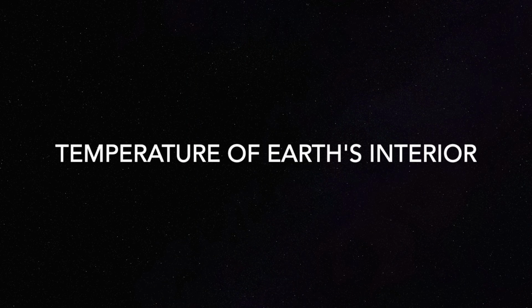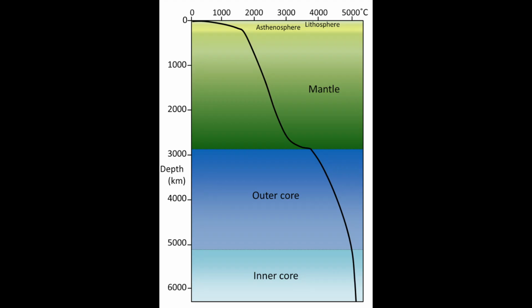The temperature of the Earth's interior. Earth's temperature increases with depth to around 5,000 degrees centigrade at the center, but there are significant variations in the rate of temperature increase. These variations are related to differences in composition and the existence of convection in the mantle and liquid part of the core.